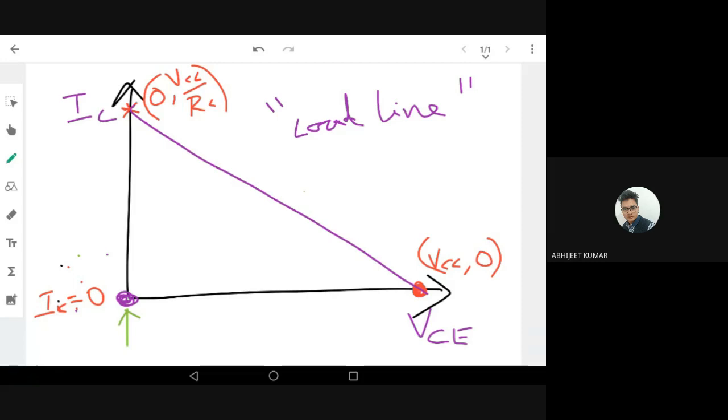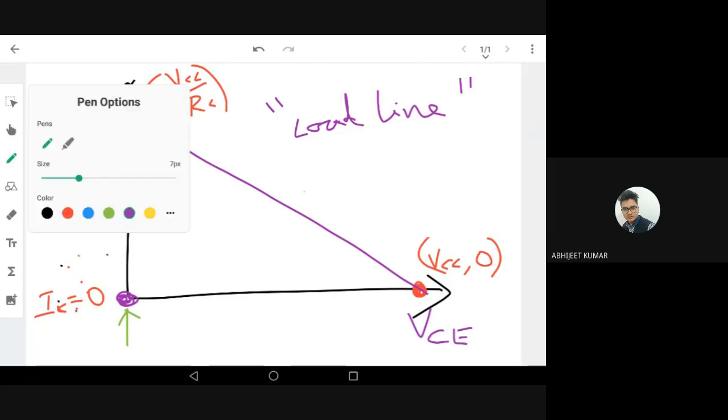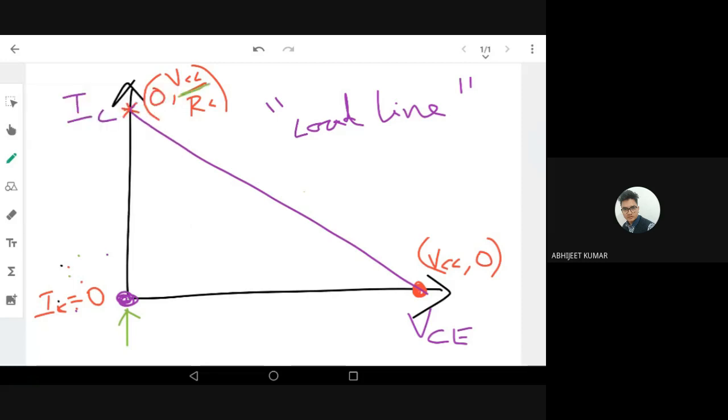So whatever we discussed yesterday, the Q point, the quiescent point or the operating point, lies on the load line only. What factors does the load line depend on? Load line depends on the fixed factors, that is VCC, the power supply, and RC. As a designer, RC is already fixed and VCC is fixed. So based on those circuit parameters, I am drawing the load line.